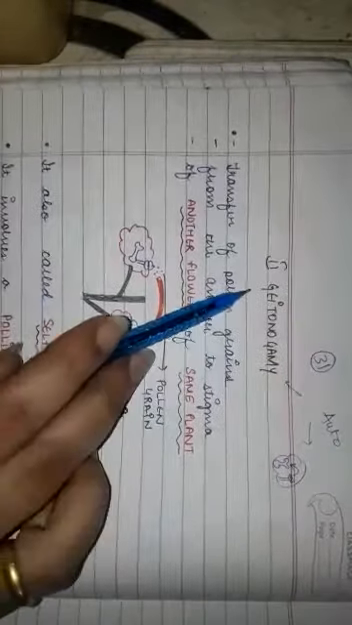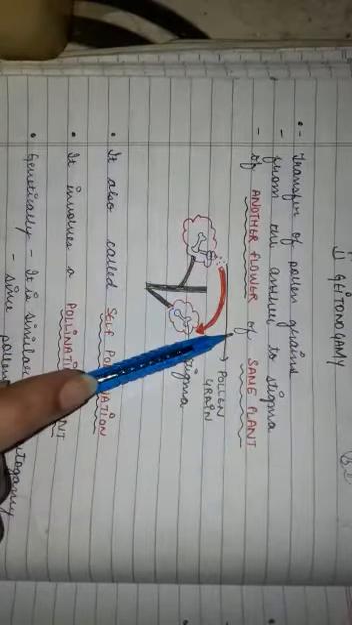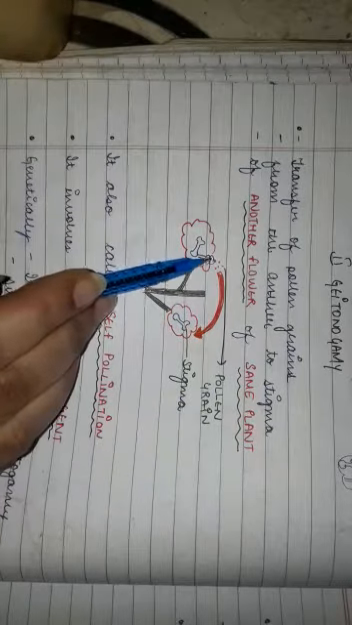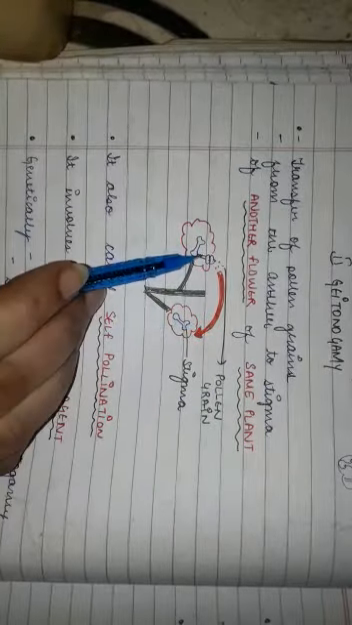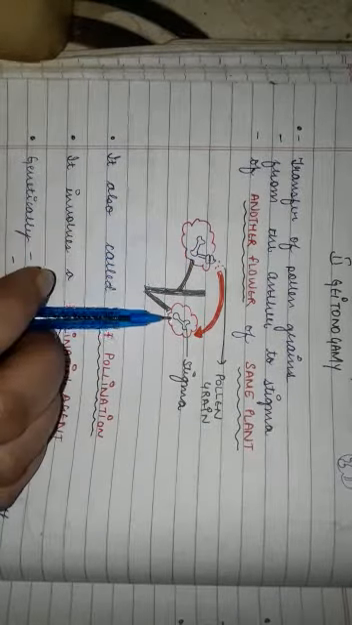The second type of autogamy is geitonogamy. Geitonogamy is the transfer of pollen grains from the anther to the stigma of another flower but of the same plant. Here the pollen grains are transferred from the stamen to the stigma from one flower to another but within the same plant.